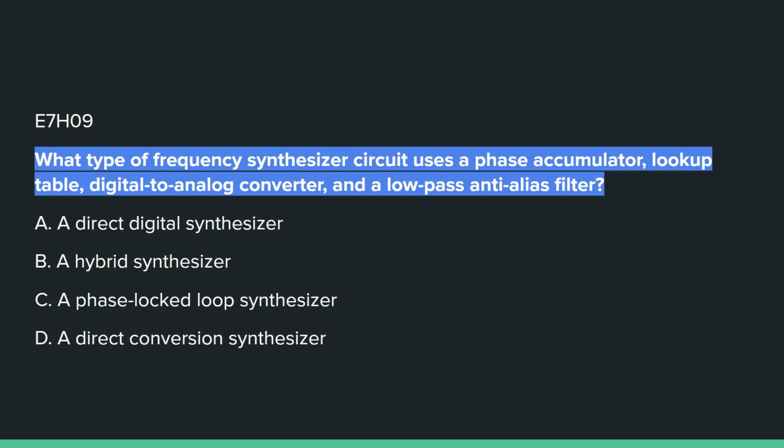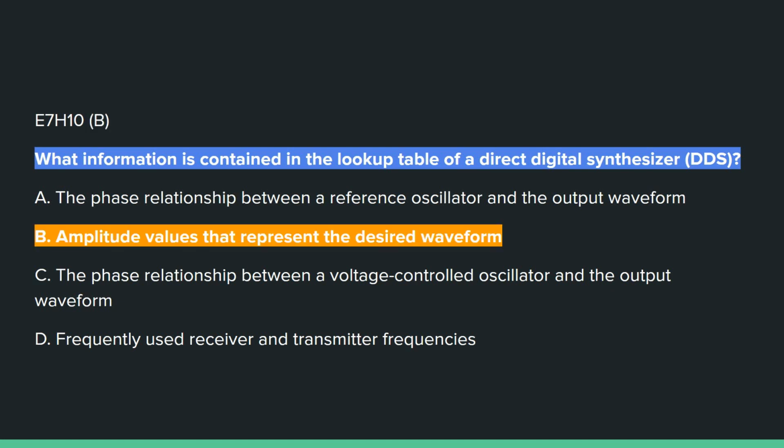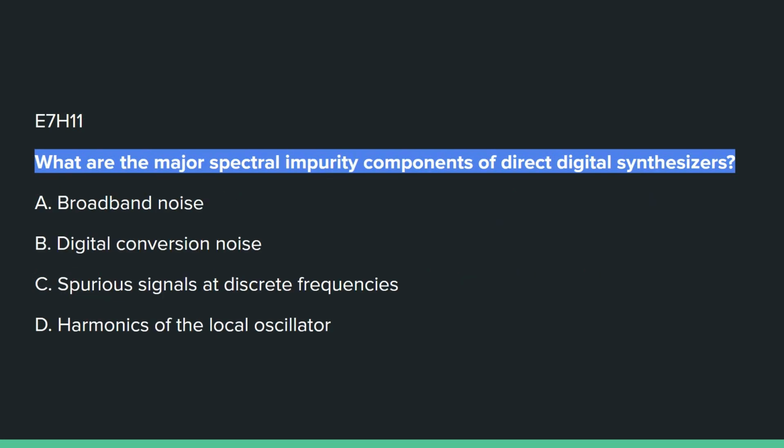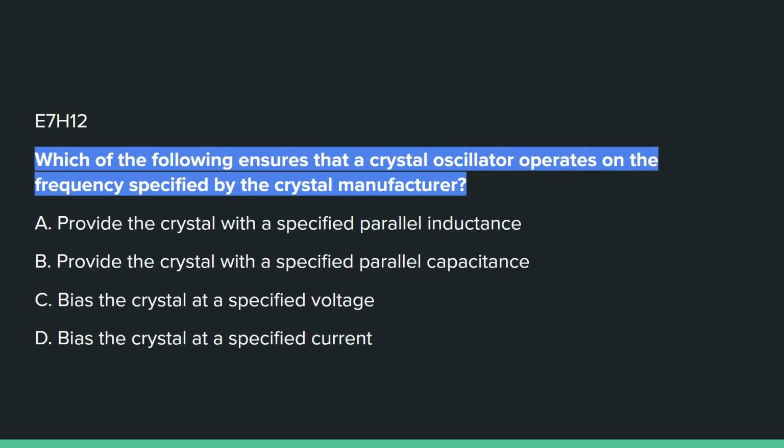E7H09, what type of frequency synthesizer circuit uses a phase accumulator, lookup table, digital to analog converter, and a low-pass anti-alias filter? A direct digital synthesizer. E7H10, what information is contained in the lookup table of a direct digital synthesizer? B, amplitude values that represent the desired waveform. E7H11, what are the major spectral impurity components of a direct digital synthesizer? C, spurious signals at discrete frequencies.